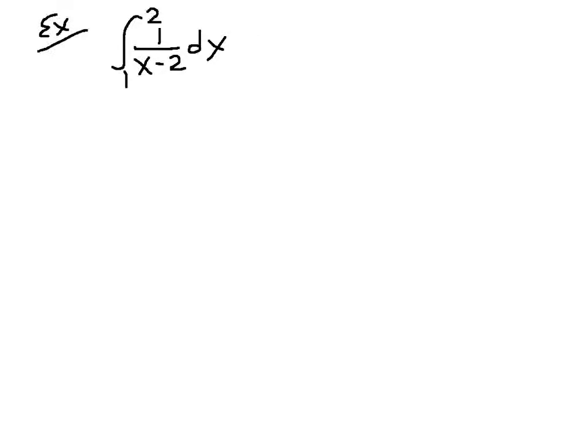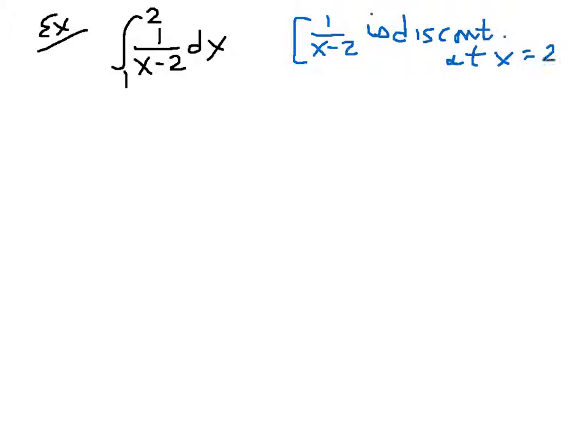So now take a look at this one. Just a cursory glance, and you'd say, well, that's not an improper integral. But what you have to notice is that 1 over x minus 2 is discontinuous at x equals 2. In fact, approaches infinity. And so this is indeed an improper integral. And so we need to rewrite it like this.